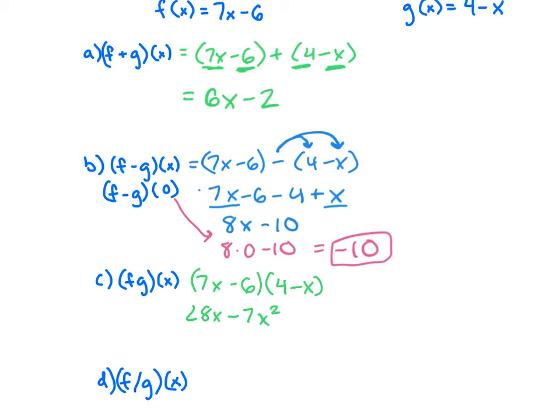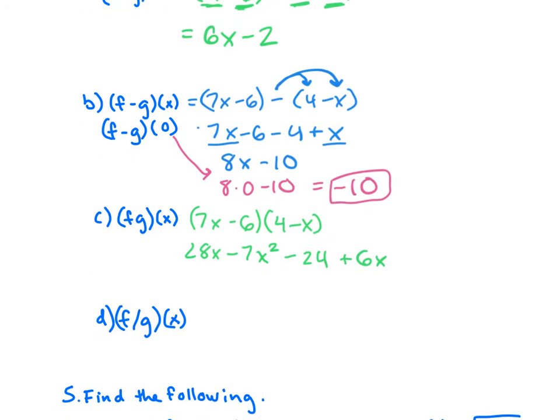The insides would be negative 24, because negative 6 times 4. And then the last ones would be plus 6x. And then we just combine our like terms. I'm going to move the 7x squared to the front. So we have a negative 7x squared. 28x plus 6x would be 34x. And then minus 24. So that's what we get when we multiply our two functions.